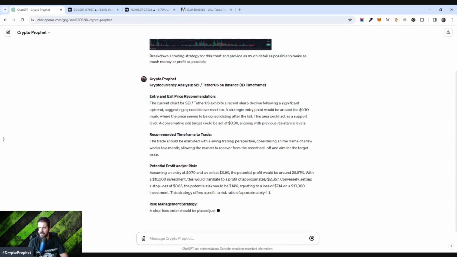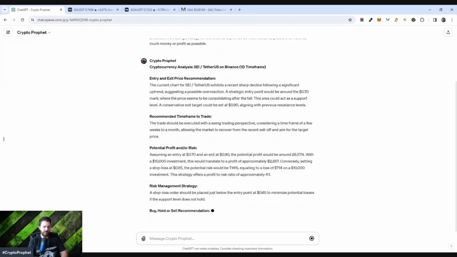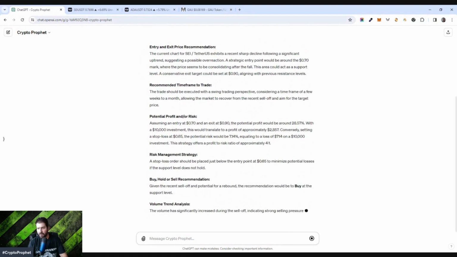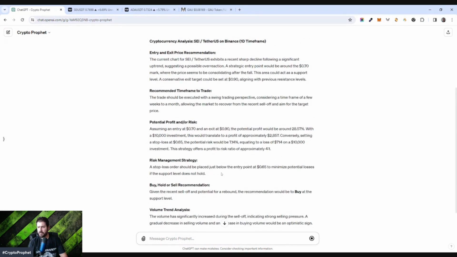you'd be around a 28.57% profit, right? And if you lost, you would be at a 7.4% loss, or $714, which is a profit to risk ratio of approximately 4-1, which is actually great. We like to see a 3-1 ratio or higher. And then it starts to break down your risk management strategy. A stop loss order should be placed just below the entry price, at 65 cents, to minimize potential losses if the support level does not hold.